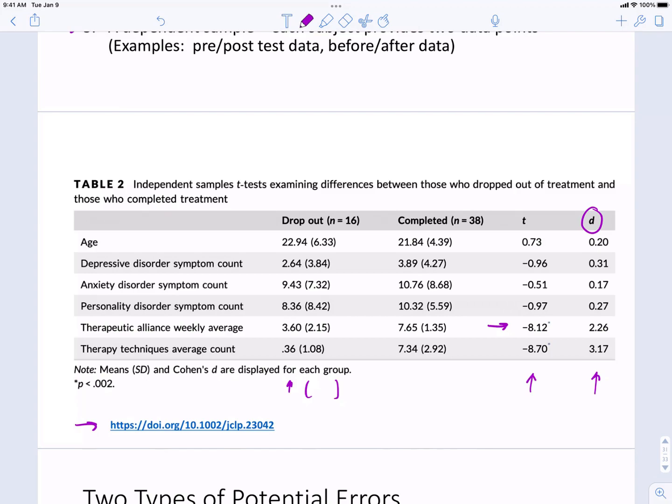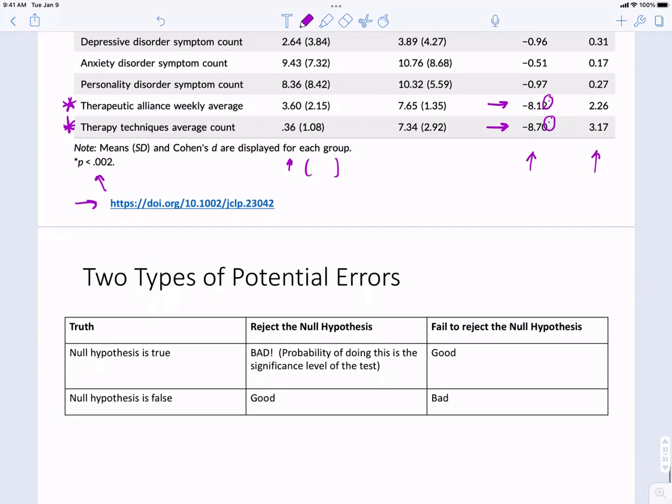Remember, if you think about test statistics being z-score, that's like a z-score or a t-score of -8. Remember that anything greater than 2 is pretty unusual. So to be greater than 8 or less than -8, highly unusual. And so these two test statistics are very unusual. And then what you see here is a little asterisk. And so what the asterisk means is your p-value is small. What they're reporting is your p-value is less than 0.002. So for these two criteria on the table, significant differences were found between the groups, two groups.